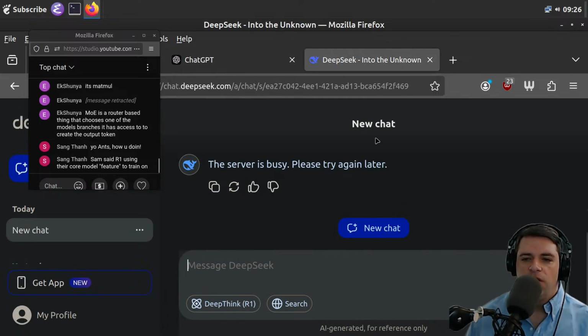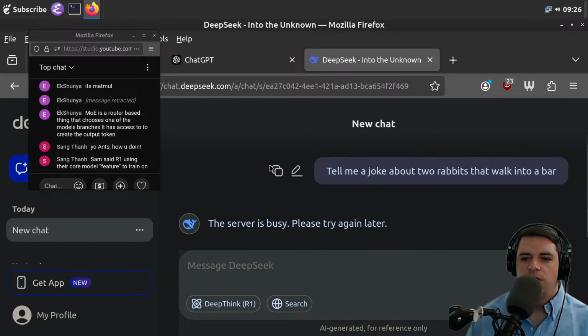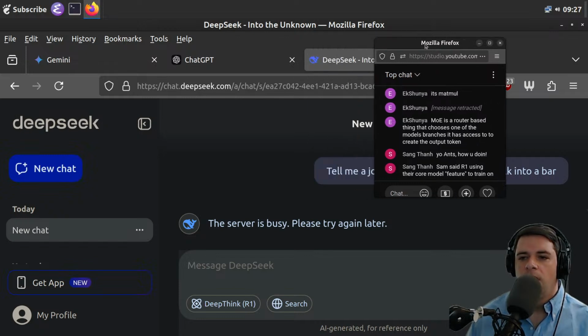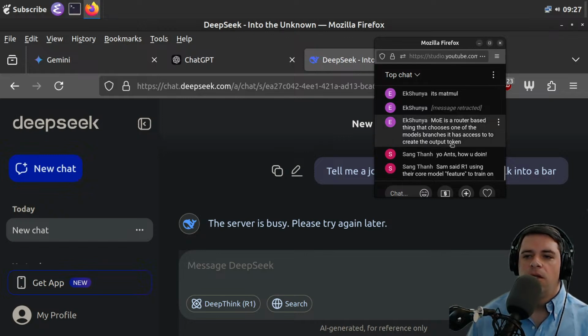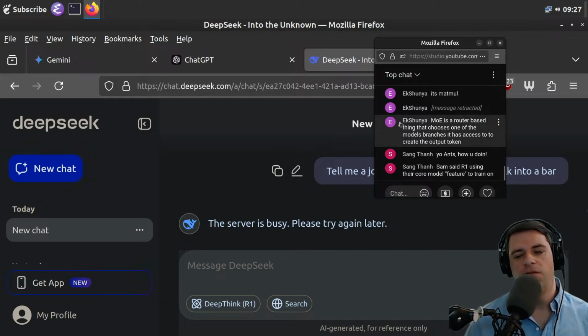And DeepSeek is busy. They say that they're under some sort of DOS attack, I think. Sam said R1 using their core model feature to train on. When you say there, do you mean like the OpenAI model is used for reinforcement learning?